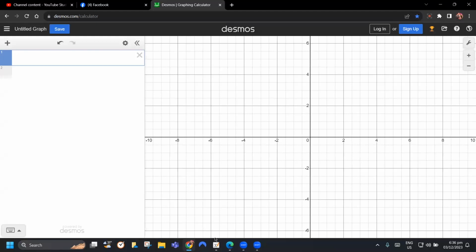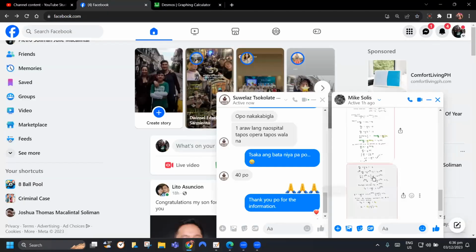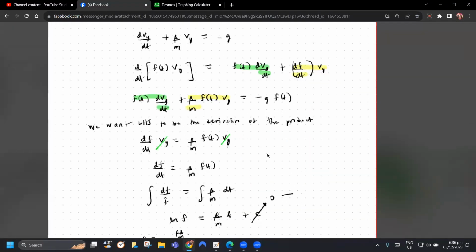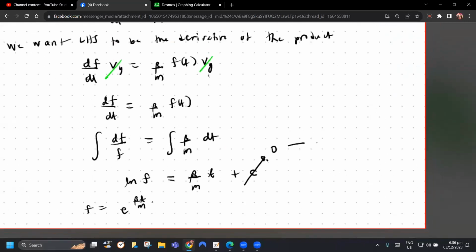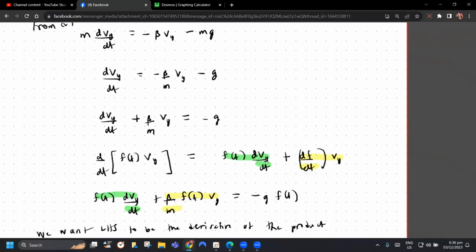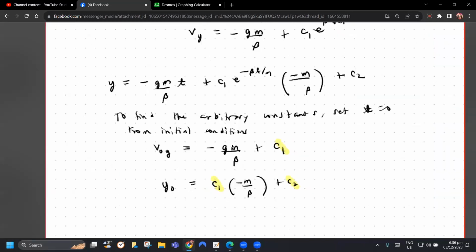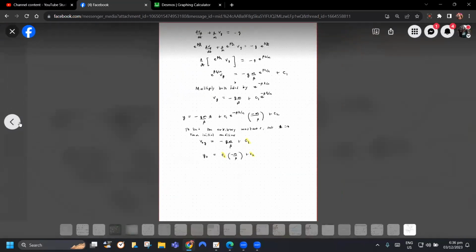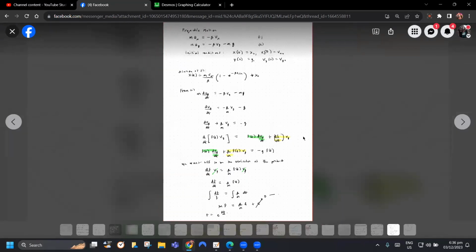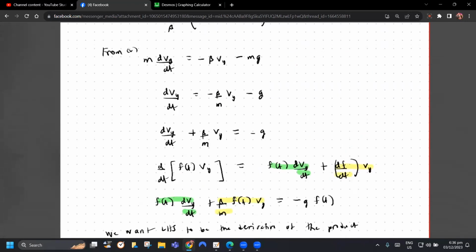Hindi mo pa siya magagawa kasi kailangan mong ayusin, kasi so far, ang meron tayo ay x versus t, y versus t. Hindi, wag mo siyang gawin na y in terms of x. Mag-numerical, mag-substitute ka ng t, gumawa ka ng table. Pero pakita mo yan next time.